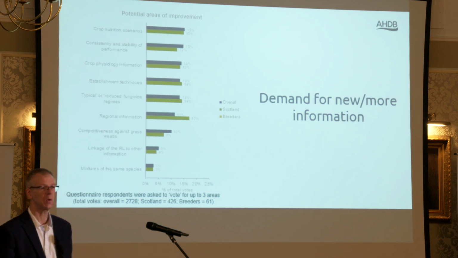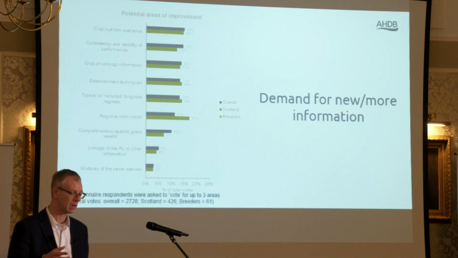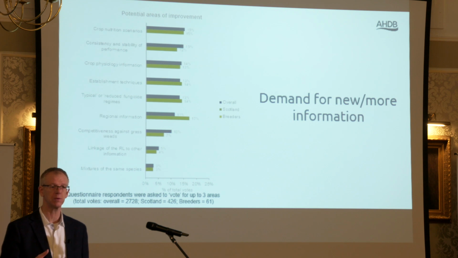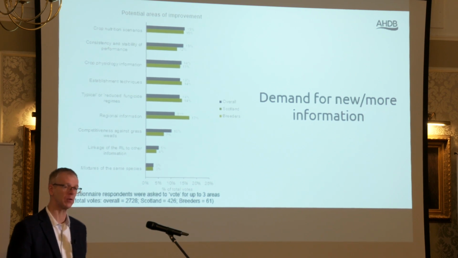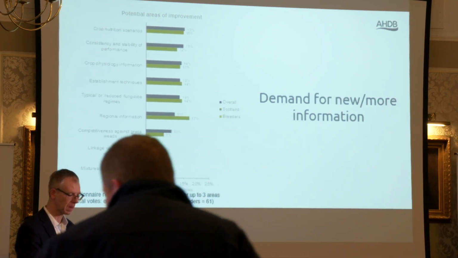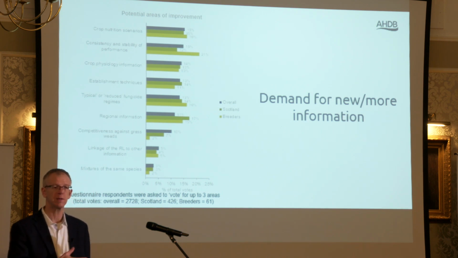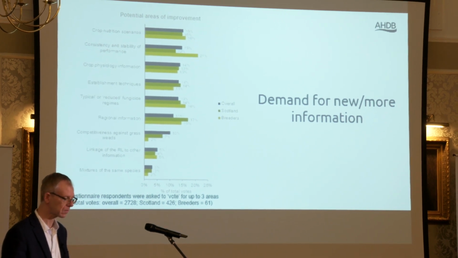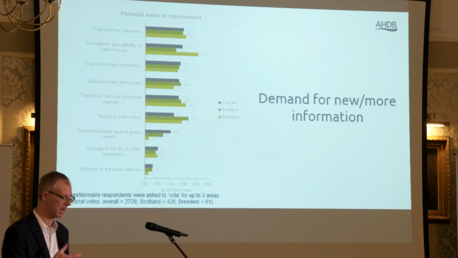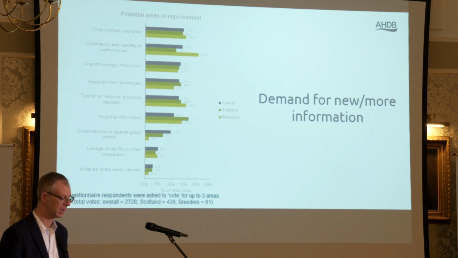We also asked you, what are the potential areas for improvement? Hopefully you can see that. We gave you some options, and we also gave some free text options. Here we've got the overall UK picture and also the Scottish picture, and then we've also pulled out the breeders' responses. And the interesting thing is we expected certain things to pop out as really important, but actually nothing really did. Everything got scored fairly similarly, except mixtures of the same species, so blends, which people don't seem to be as interested in as we thought. But everything else was fairly similar.